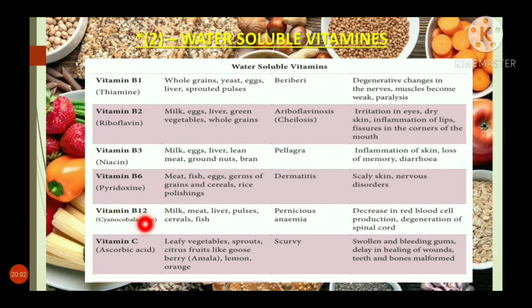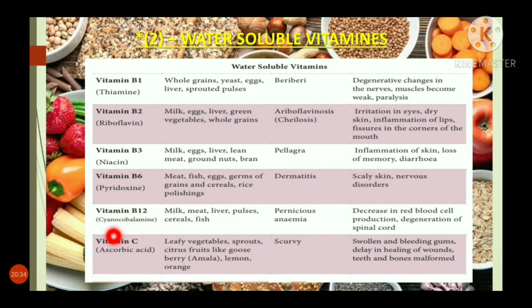Vitamin B12, cyanocobalamin. Milk, meat, liver, pulses, cereals and fish. The deficiency is pernicious anemia. That is decrease in red blood cell production, degeneration of spinal cord. If you have less blood in your body, it is said to be anemia. So you should have a lot of milk, meat, liver, pulses, cereals and fish.